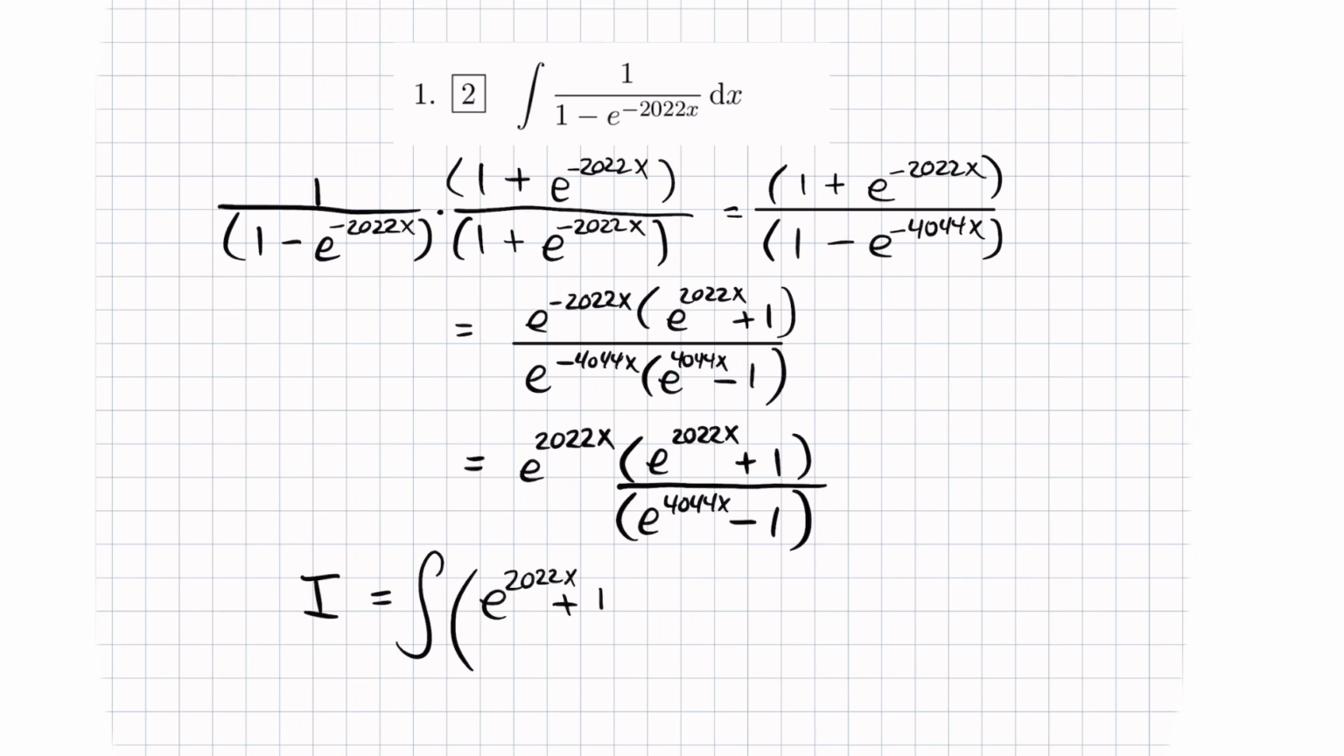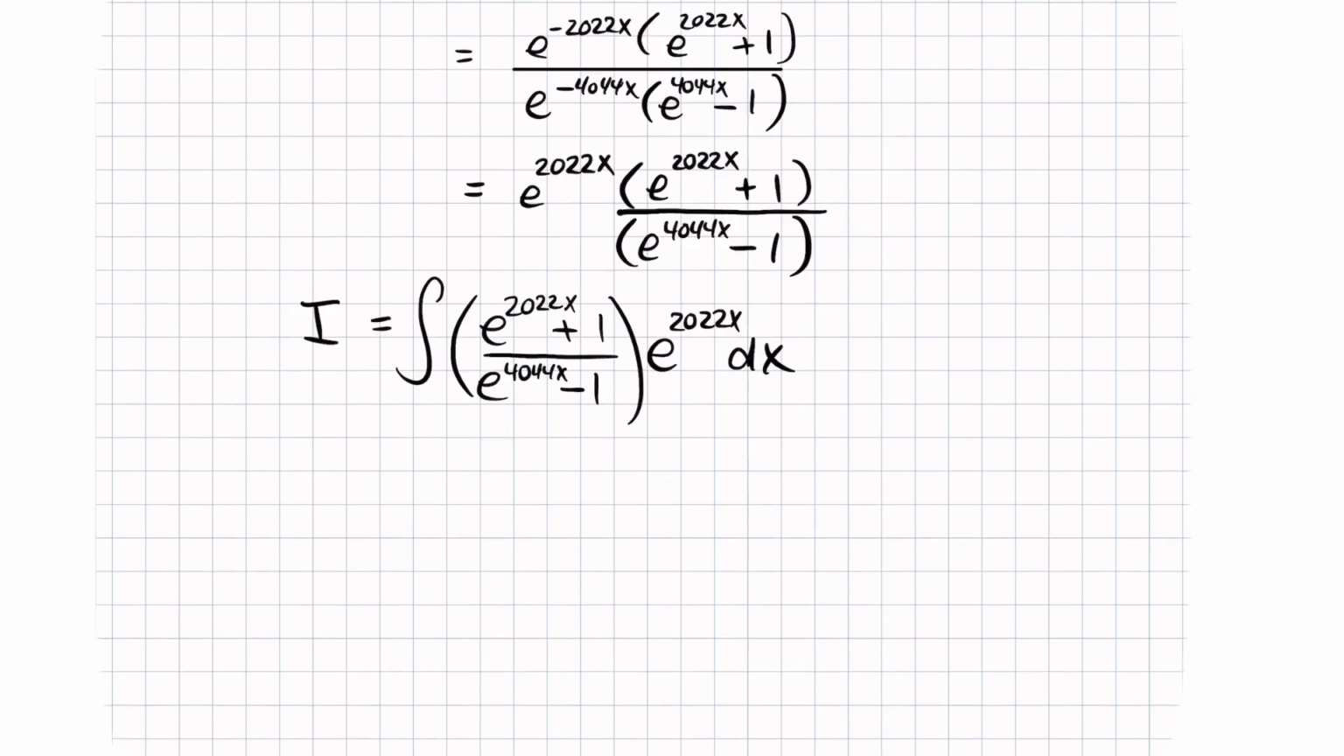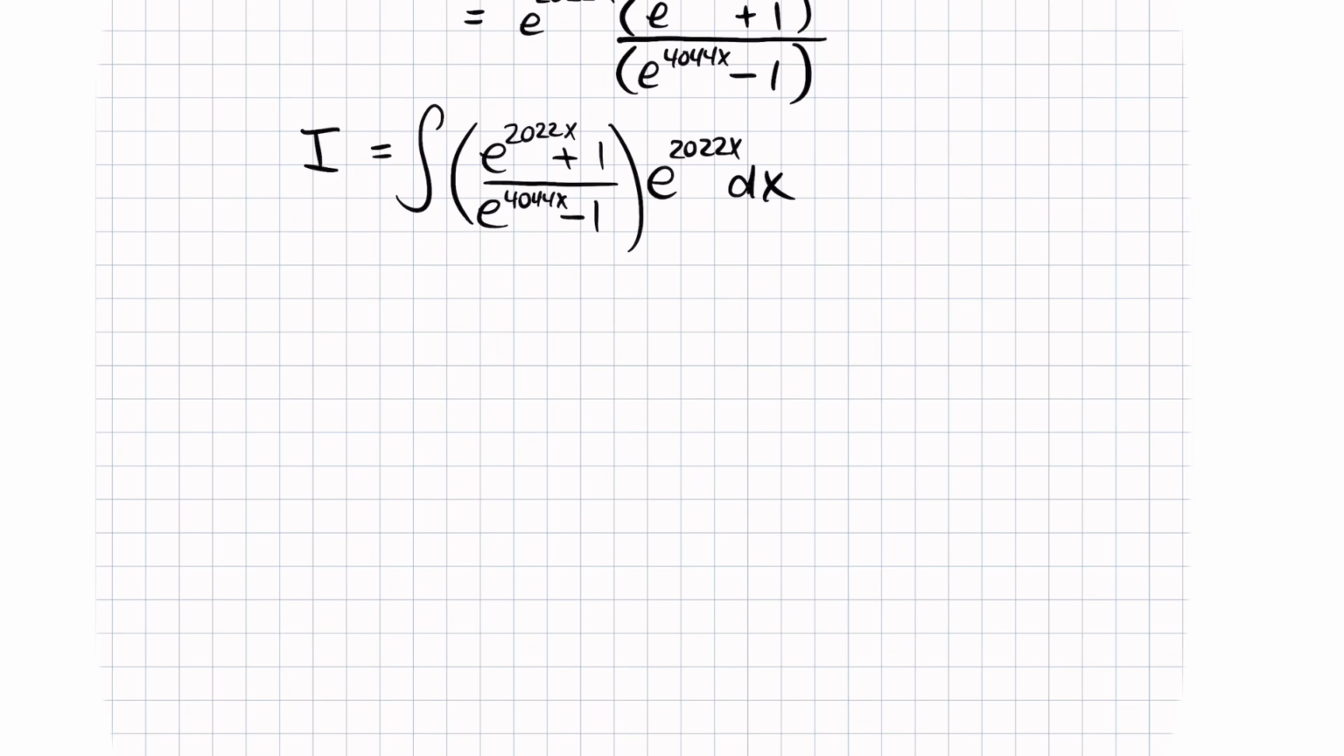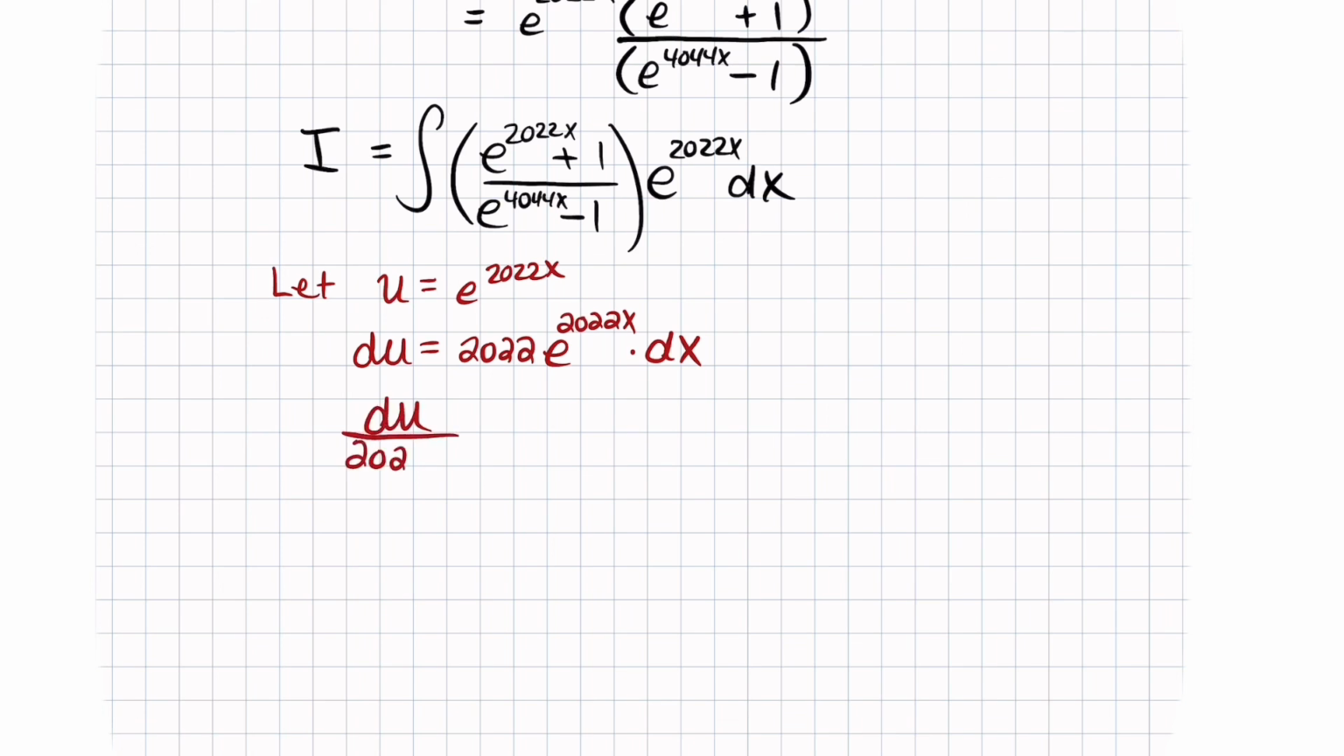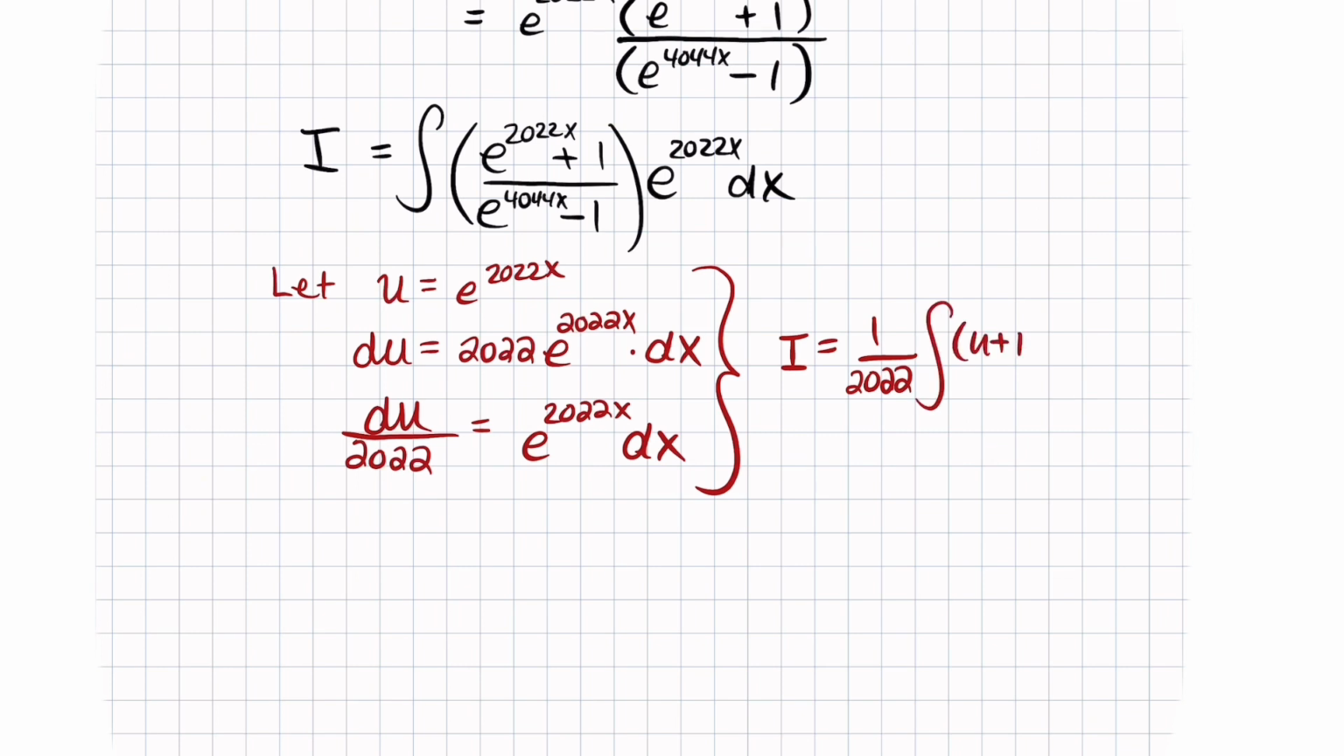So now we can rewrite our integral. e to the 2022x plus 1 over e to the 4044x minus 1 times e to the 2022x dx. And with a little substitution by u equal to e to the 2022x, we're going to get du equal to 2022 e raised to the 2022x dx. So playing around with the substitution here, we can get a substitution for e to the 2022x dx in terms of du. And the integral simplifies.